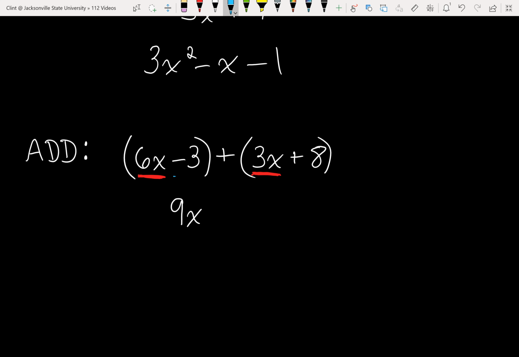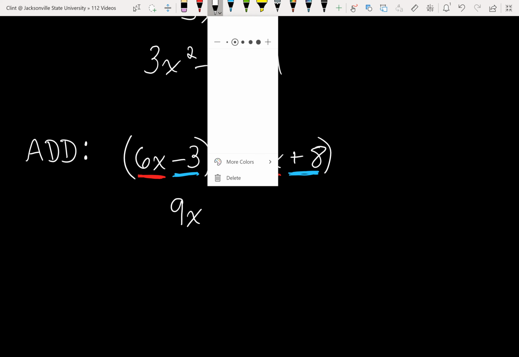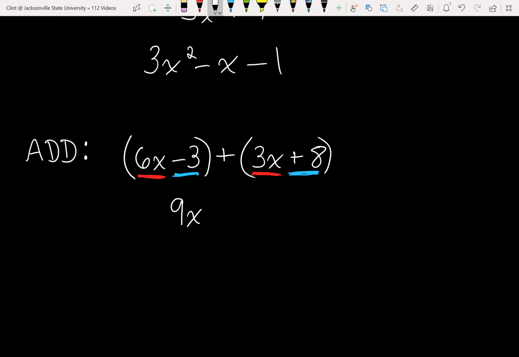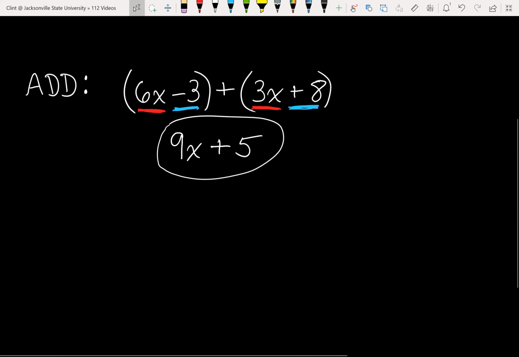We have two more like terms. We have minus 3 with no variable plus 8 with no variable, what we would call a constant term. So there we have negative 3 plus 8. Careful with your signs, and we get plus 5. So adding algebraic expressions is really just combining like terms. So that's a really short rundown on that one.